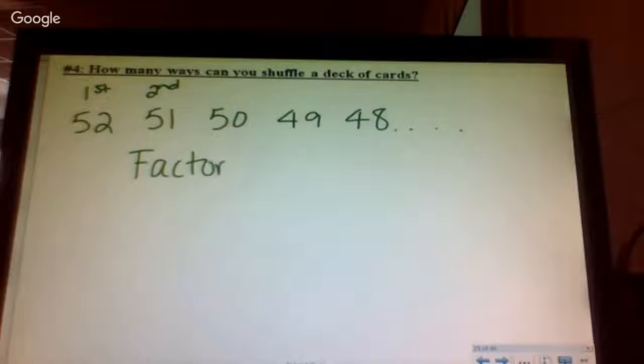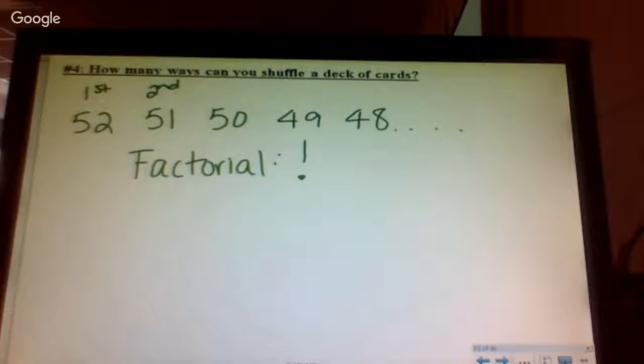Okay, here's my question. If the ace of diamonds is on top, can it be anywhere else in the deck? No. So what about my second card? My second card can be how many options? 51. So just go down. 50, 49, 48, and so forth. Okay, so what this means is factorial. You should have seen this before.